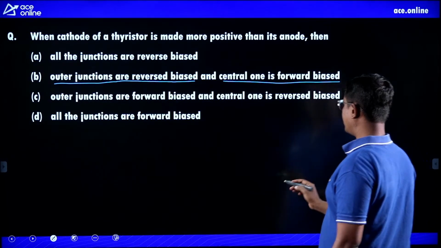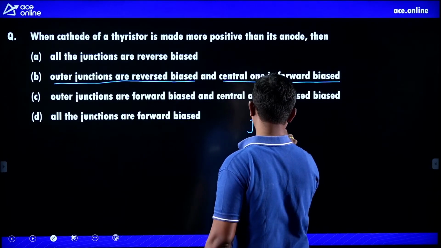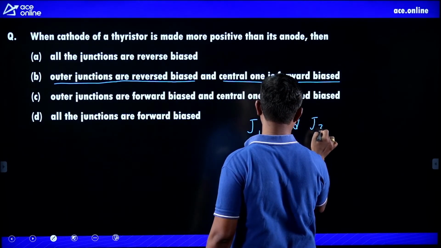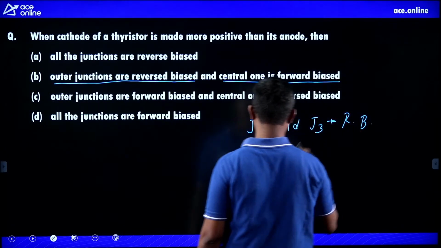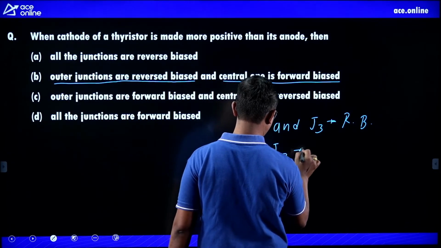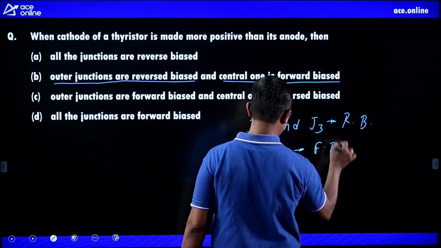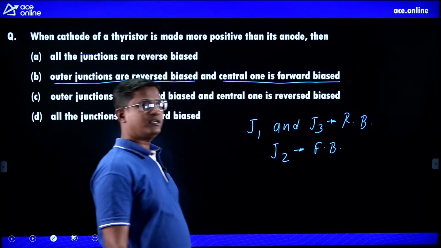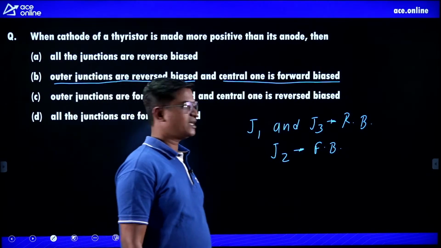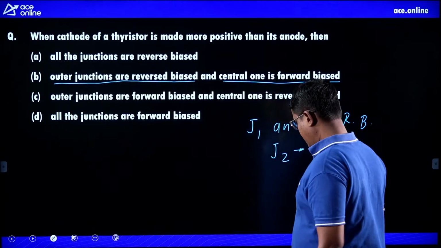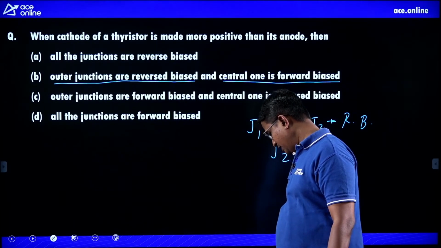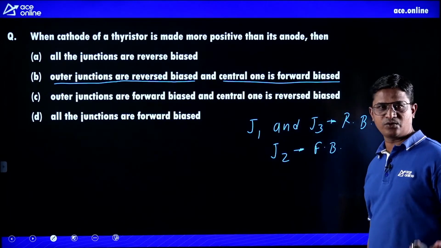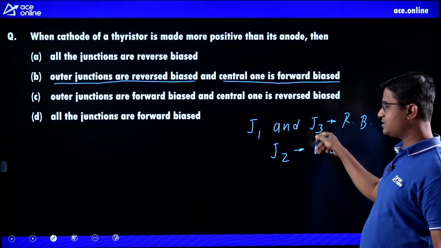So I am writing here: J1 and J3 are in reverse bias mode and J2 is forward biased. J1 and J3 are the outer junctions and J2 is the central one. So forward bias, reverse bias.